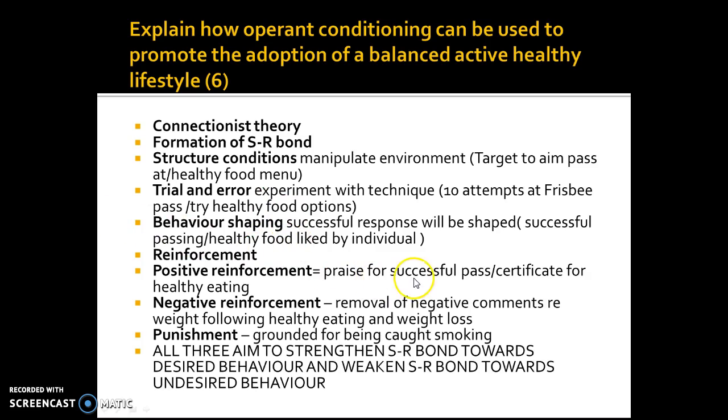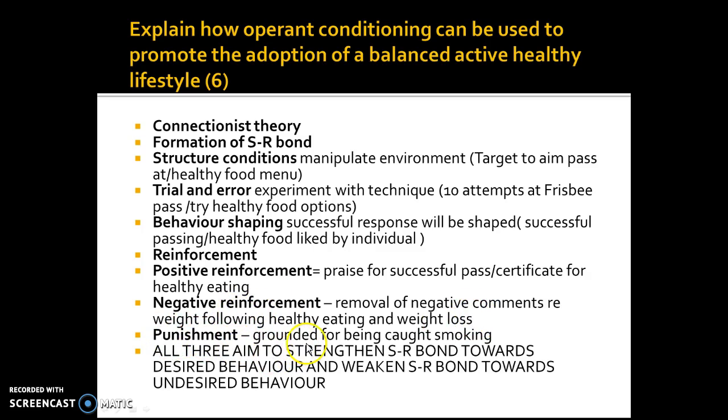So remember, positive reinforcement is praise, so you might get a healthy eating certificate at the end of a 6-week programme. Negative reinforcement could be the removal of a negative stimulus. So, for example, it could be a removal of negative comments regarding weight when you eat healthily. So that removal of a negative stimulus, e.g. bullying, could then lead to a strengthened SR bond towards healthy eating and weakened SR bond towards unhealthy eating.